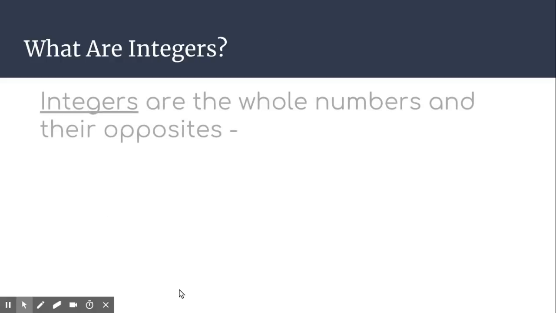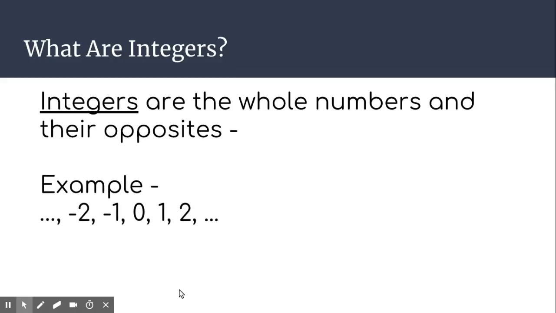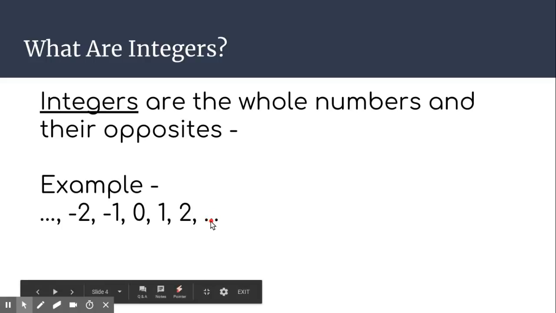So then what are integers? Well, integers is this group of numbers that are all the whole numbers and their opposites, those negative numbers. So for example, -2, -1, 0, 1, 2, these are all integers. I put the dots on each side because they go in both directions. They go to infinity positive and infinity negative.